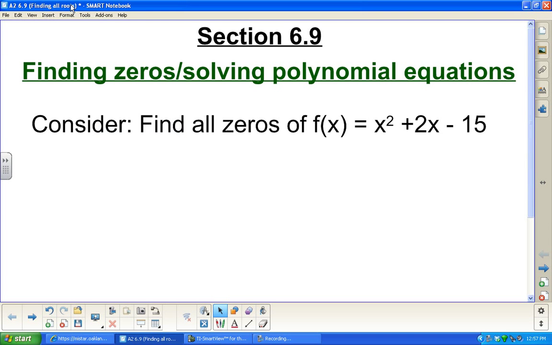Okay, so this will be 6.9. Again, finding zeros, kind of the culmination of the whole chapter, putting everything together. So for the little warm-up here, this was just a review of a quadratic, just to kind of talk about some of the different options. How could we find all the zeros of something like that?